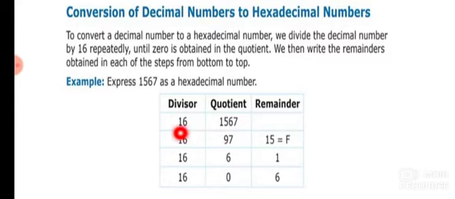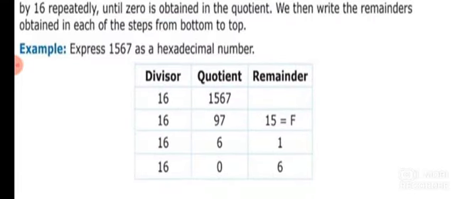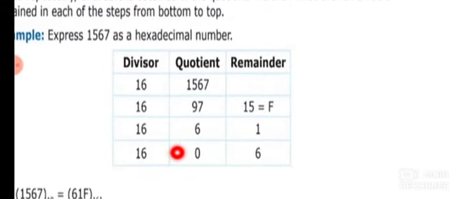हम इस नंबर को 16 से डिवाइड करते रहेंगे जब तक हमें लास्ट में 0 नहीं मिल जाता. राइट साइड पे हमारे रिमाइंडर्स आ रहे हैं 15, 1 एंड 6, बट 15 हम ऐसे डायरेक्टली नहीं लिखेंगे, हम इसे अल्फ़ाबेट के फॉर्म में लिखेंगे. सो 15 किसकी वैल्यू है? F की. सो वी हैव रिटन 15 इक्वल्स टू F.